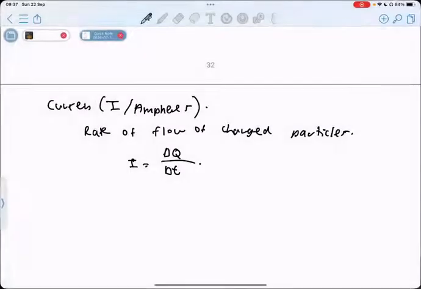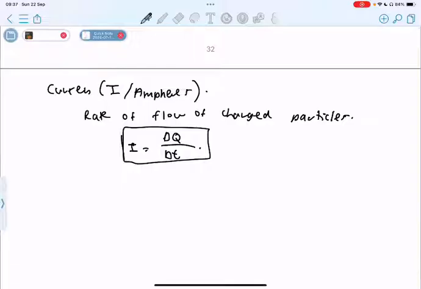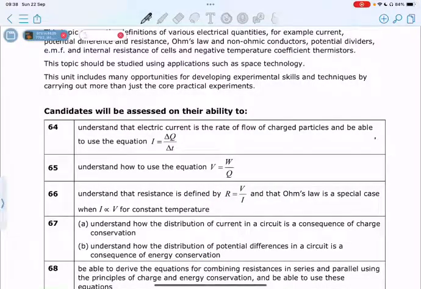So this is the equation for current. You can also keep rearranging it. You get delta Q is equal to I delta T, and delta T is equal to delta Q on I, okay? So that's how you use that formula.